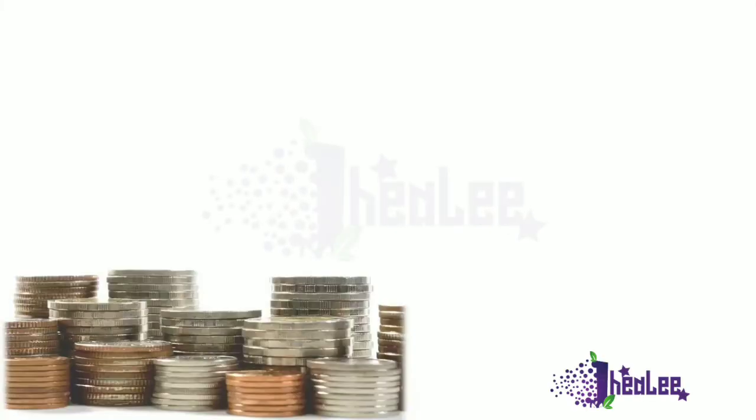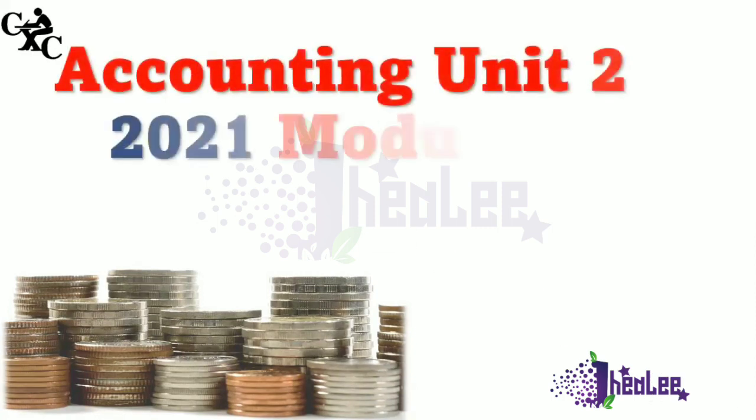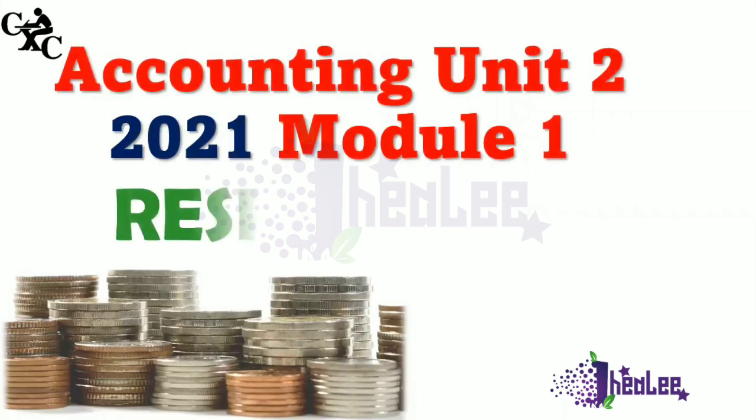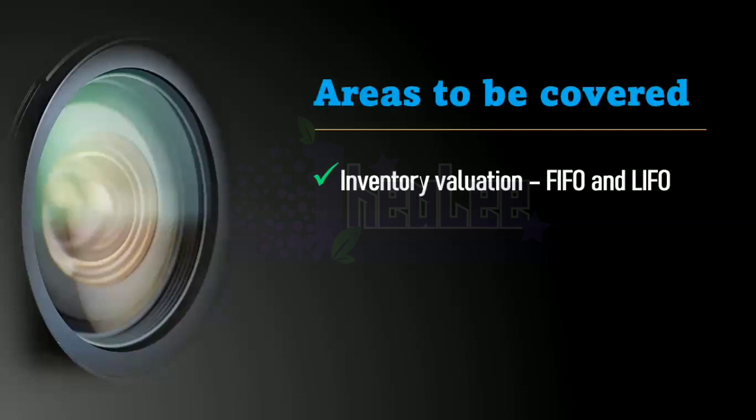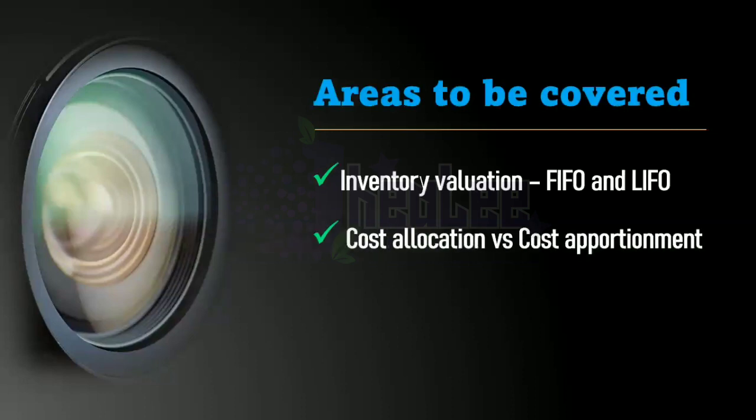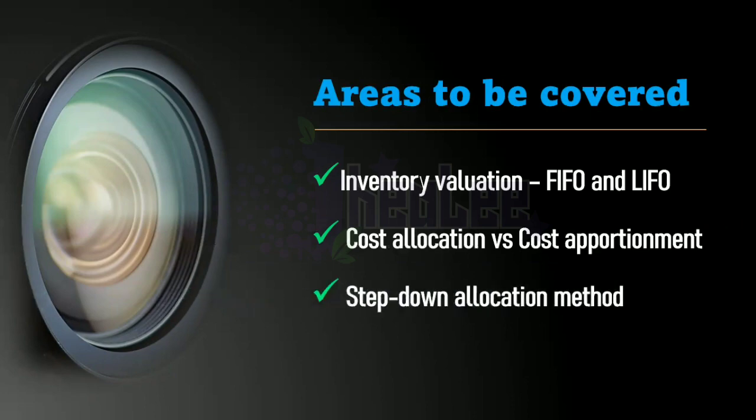Welcome back. In today's lesson, we will be diving into the CXC Accounting Unit 2 2021 Module 1 response. Specifically, the areas to be covered are inventory valuation for the FIFO and LIFO method, cost allocation versus cost apportionment, and the step-down allocation method.